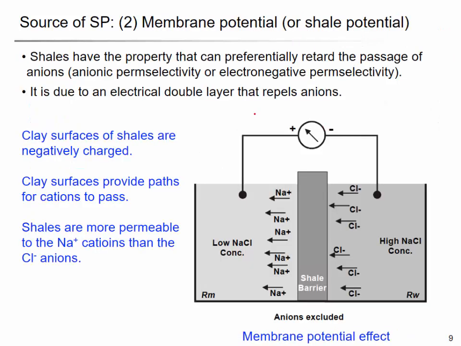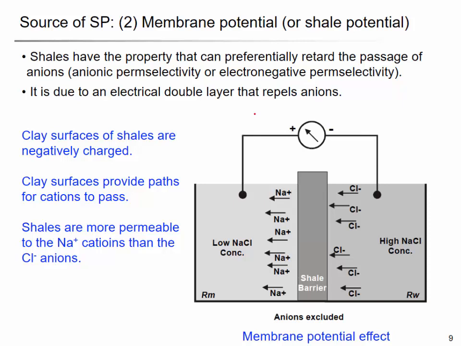And the second mechanism of the self potential is the membrane potential. If you have a shale formation, the shale has a very unique characteristic. Here it is made of clay, right? And clay has what? Clay has charge, and it's negatively charged. Normally, the clay surfaces are negatively charged. So it attracts the cation, and you can transfer the cation from one side to the other side.